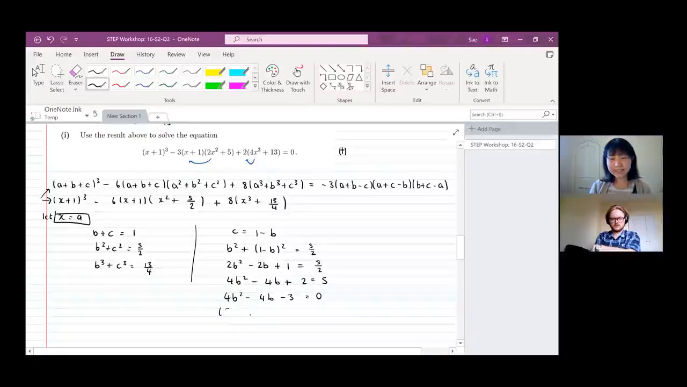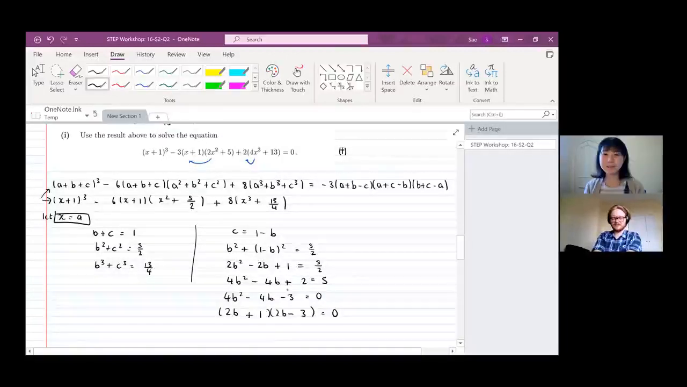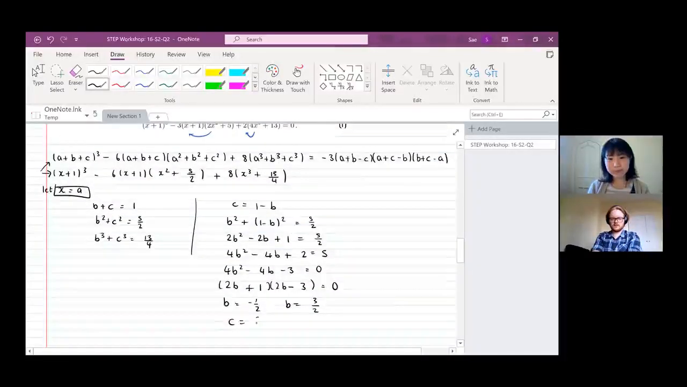Factorize this. That's probably something like this. Let's guess 2b minus 3 and 2b plus 1. Does that work? We have a minus 6 here, we have a plus 2 here, and minus 6 plus 2 is minus 4. So yes, thank you. And so b equals minus a half, or b equals 3 over 2. And in this case, c equals 3 over 2, and c equals minus a half.